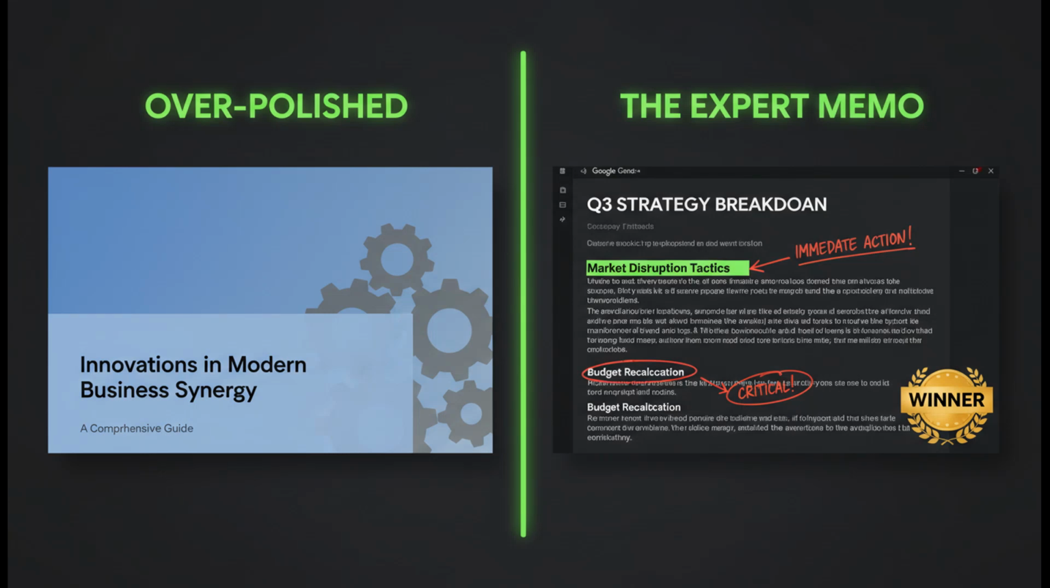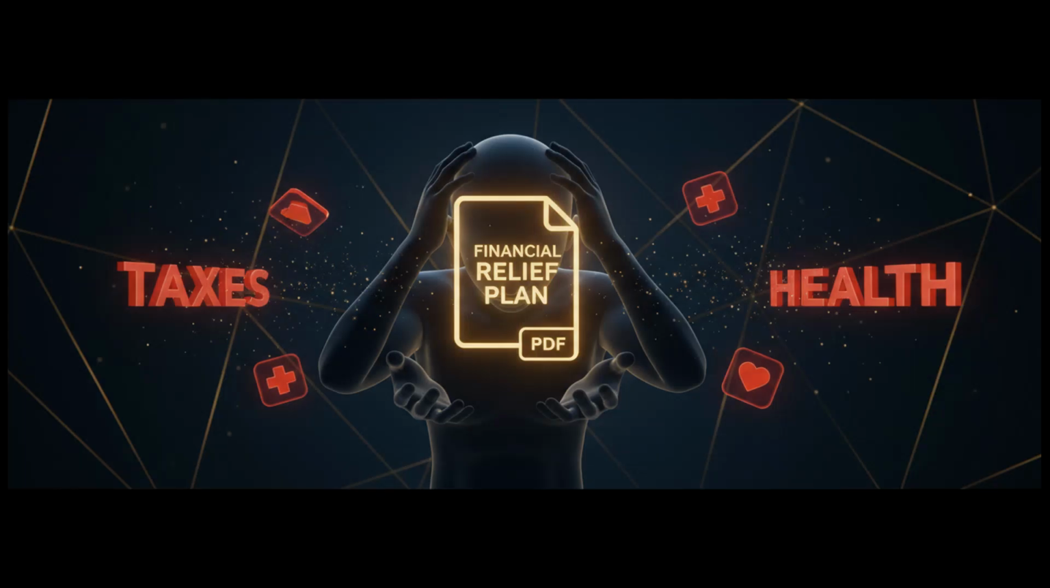Why does ugly work? Because in 2026, high-gloss design often signals a lack of substance. When a document looks like it was typed up in a hurry by an expert, it feels like a secret memo. This psychological shift is massive. Your customers aren't looking for art. They are looking for a lifeline. They have a high-stress problem and they want the fastest path to the solution.